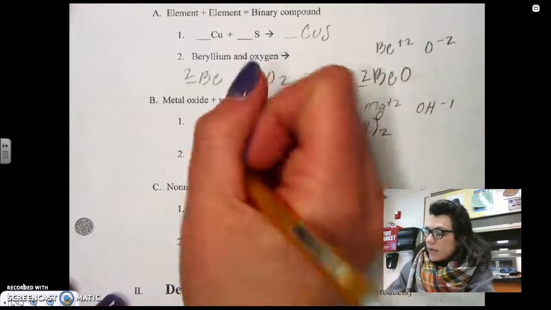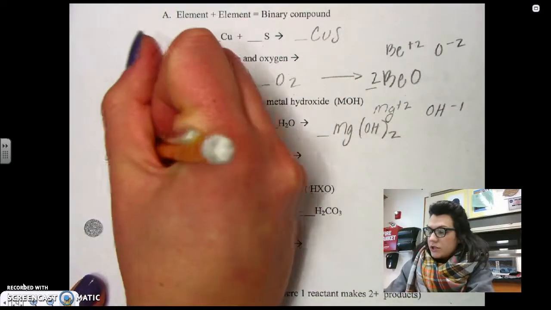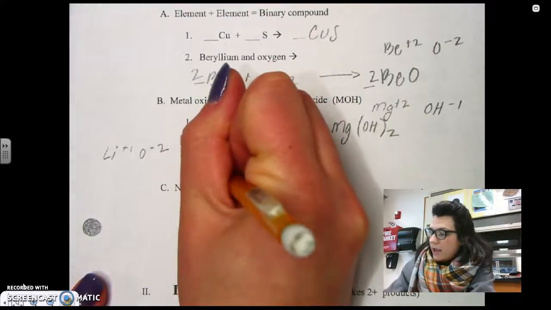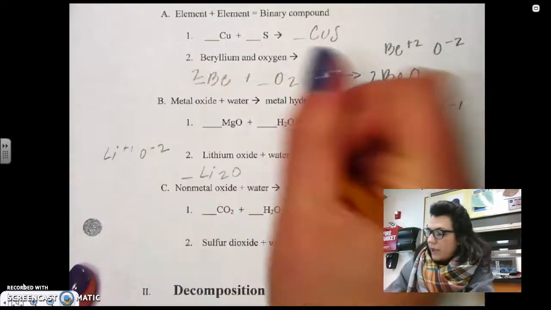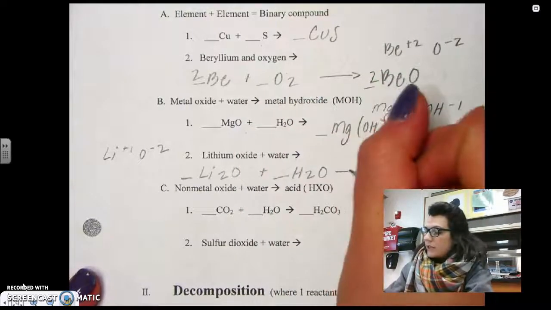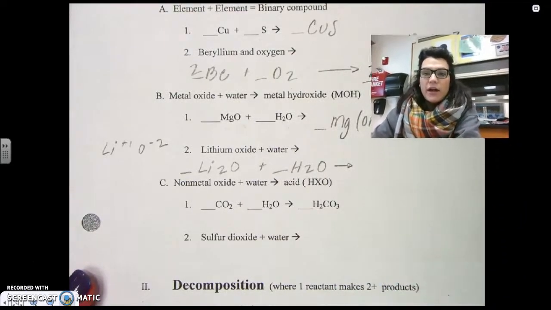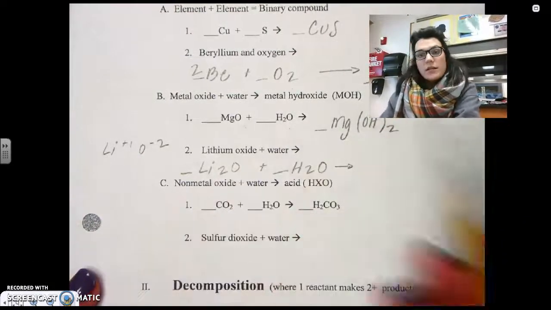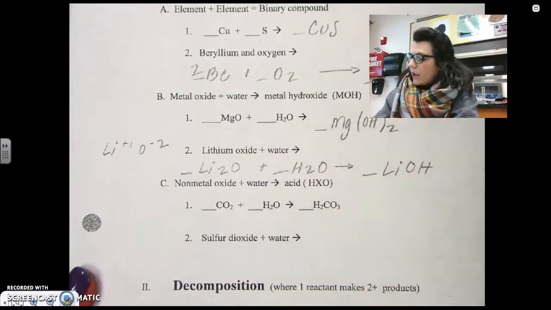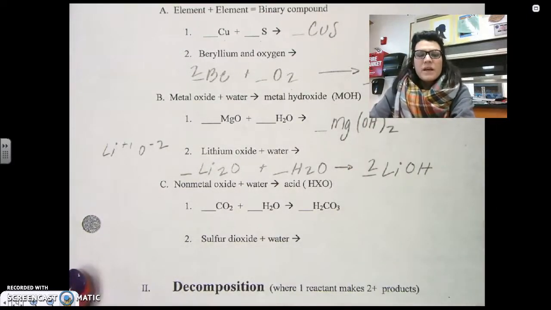So we have lithium oxide. So lithium is +1. Oxygen is -2. Charges don't cancel, so we get Li2O, okay, plus H2O, okay? Which means my product is going to be lithium hydroxide, okay? So lithium is +1, hydroxide is -1, therefore this will be LiOH, and then I have to balance by putting a 2 here, okay?